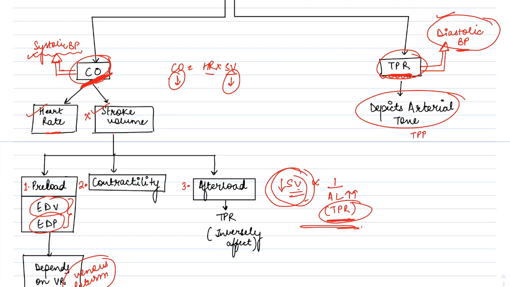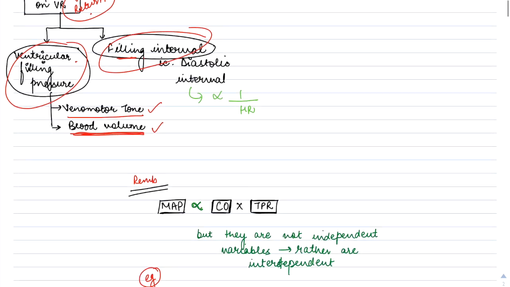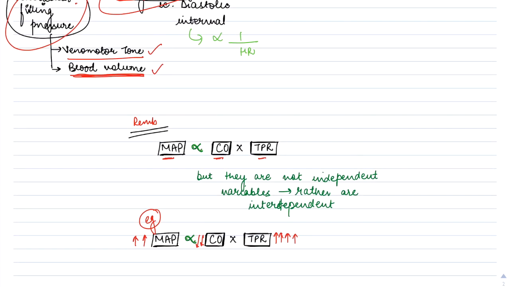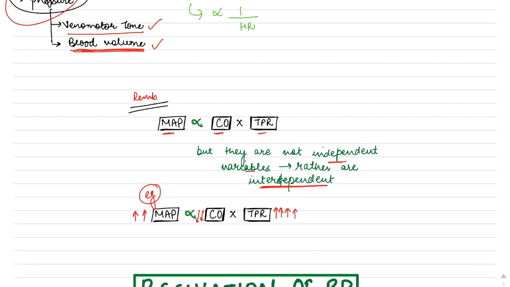Okay, the total peripheral resistance is directly related to diastolic BP, and the total peripheral resistance is inversely related to the systolic BP. Okay, so now, as we have discussed, the mean arterial pressure is directly related to cardiac output and total peripheral resistance, but they are not independent variables, rather they are interdependent. As we have said, if the total peripheral resistance increases, there will be a decrease in the stroke volume and a decrease in the cardiac output, thus the mean arterial pressure will not increase much overall.